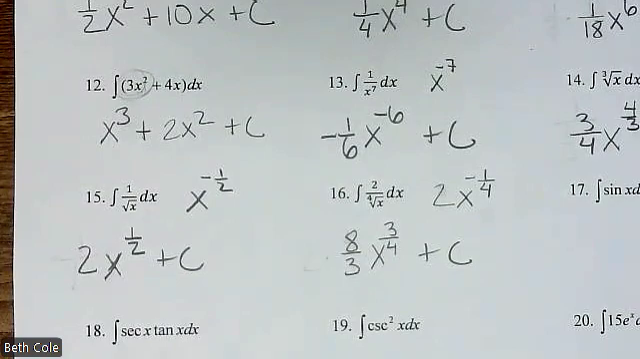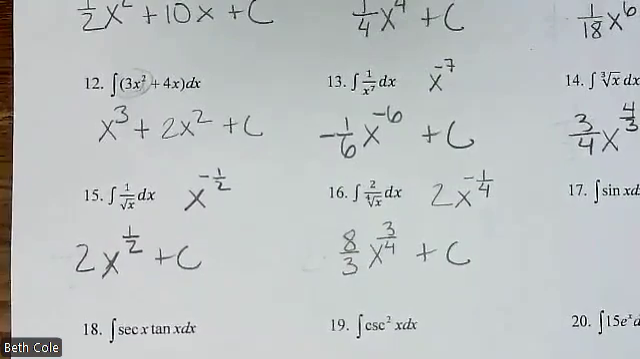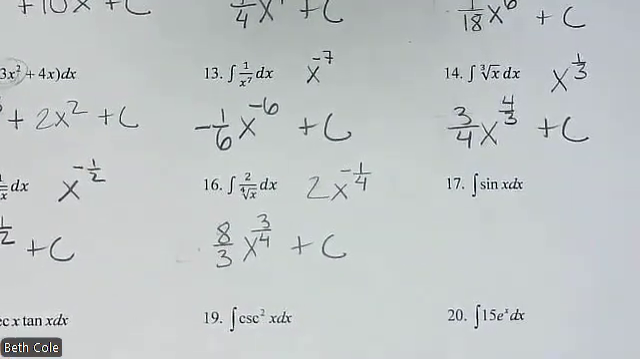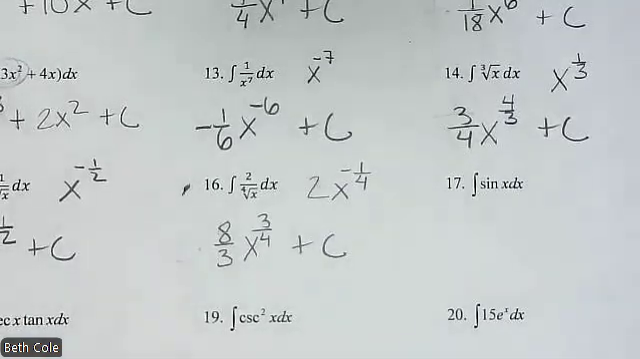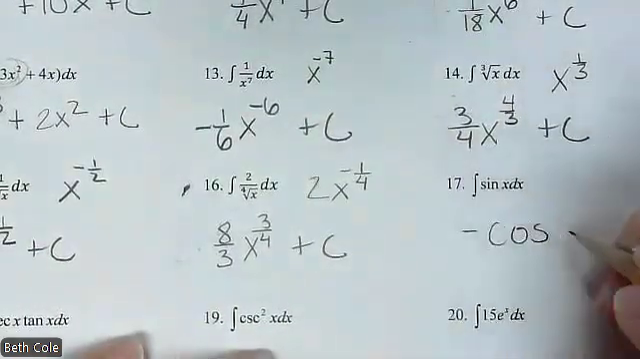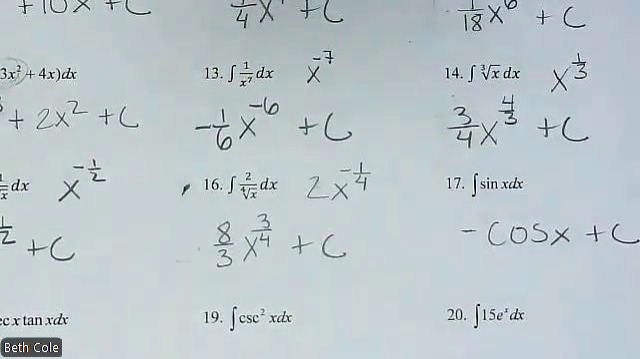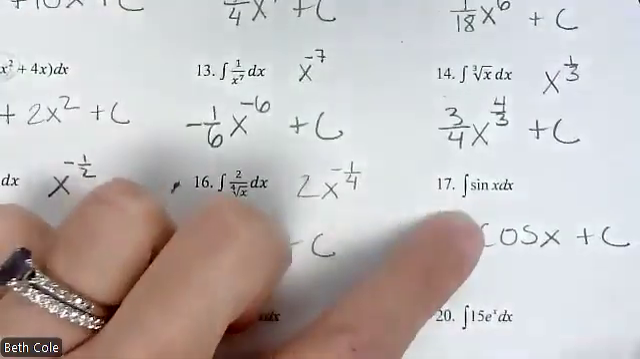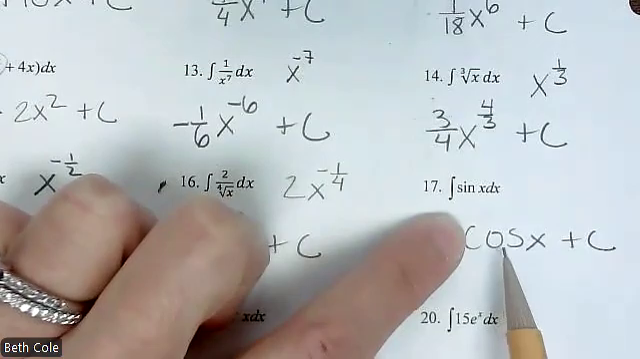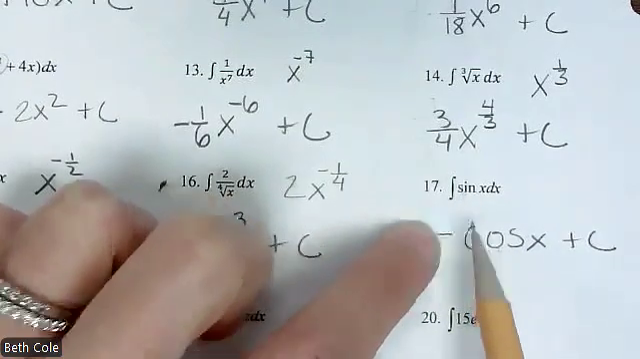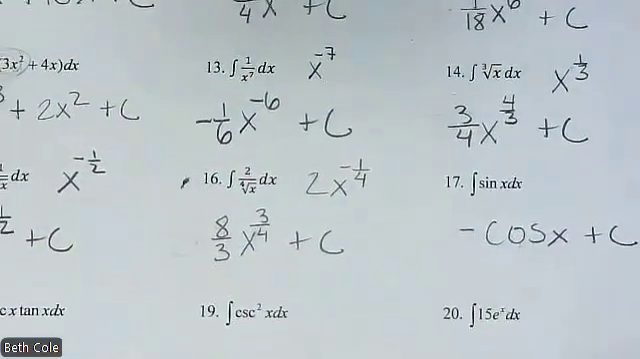Trig, yay! I'm the only one who's excited. You need to come up with a function that if you did the derivative, you would get sine. Sine is the answer. Good. It's negative cosine. Because if you just left it as cosine, what's your derivative of cosine? Negative sine. So you need the negative there to cancel it out.